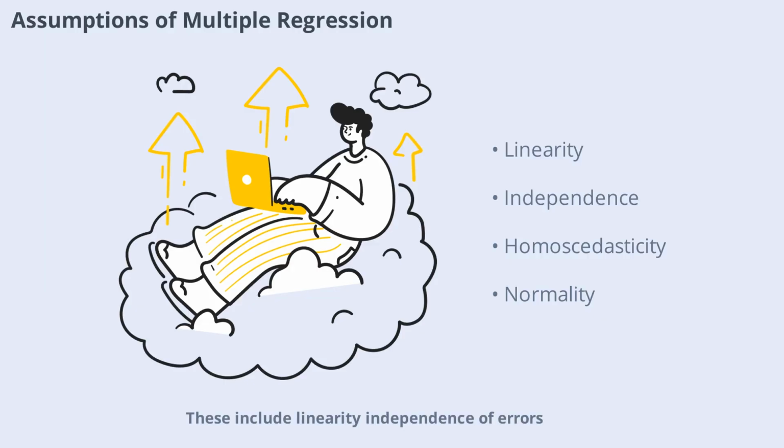These include linearity, independence of errors, homoscedasticity, equal variance of errors, and normality of error terms. Violating these assumptions can lead to biased or unreliable results. It's important to check these assumptions before interpreting your regression output. We'll discuss each assumption in detail and show you how to test for them in your data.